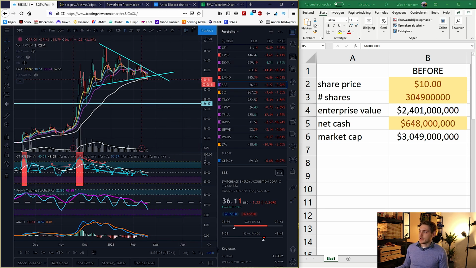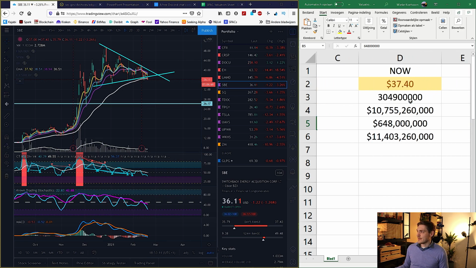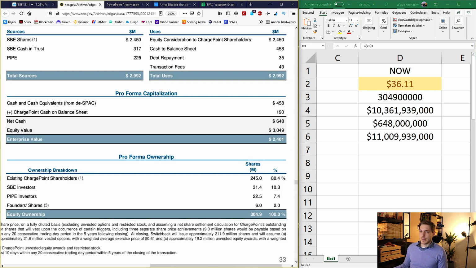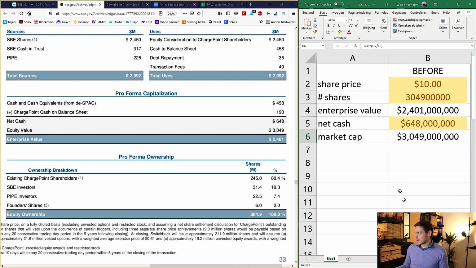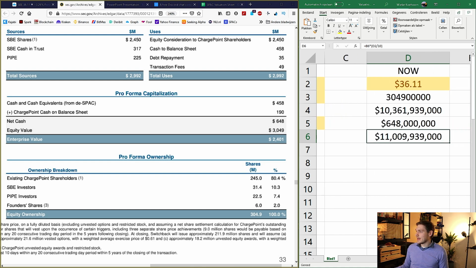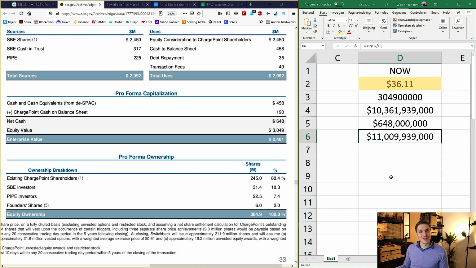So we said Switchback Energy is trading at $36.11. That is the number you can put over here in the Excel sheet under the column now. So 36.11. Okay, let's go back here. That means that the price has gone up from $10 to $36.11. That also means that our pro forma equity value, or our pro forma market cap, has also gone up from, first of all, it was $3.049 billion, but now it is sitting at $11 billion. So that's quite a big difference, of course. So again, keep that in mind.